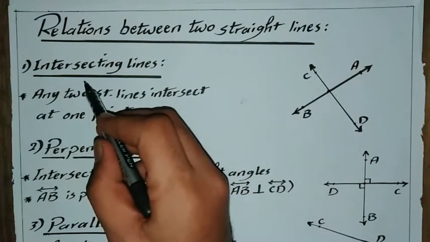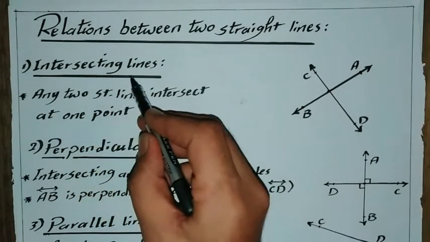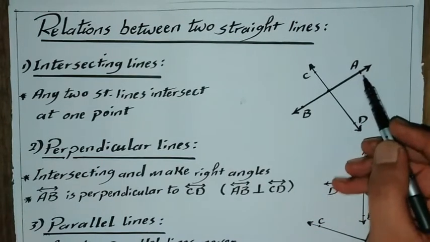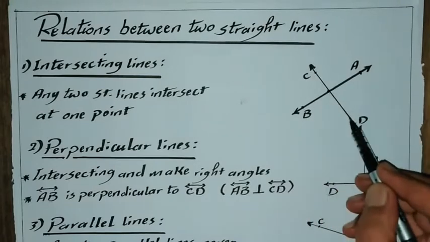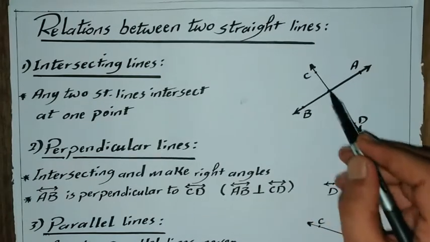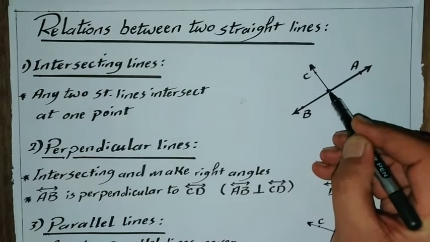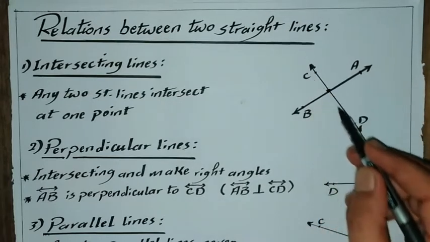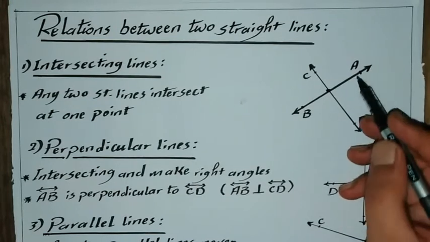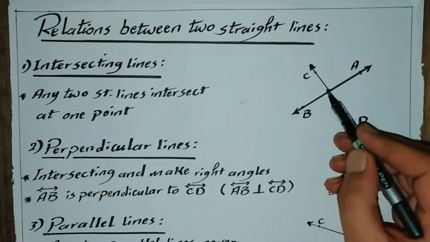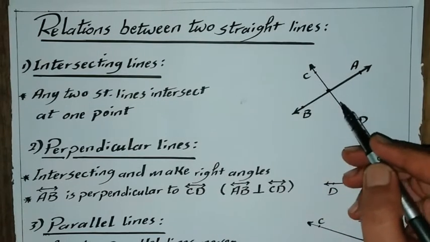The first relation is intersecting lines. If we have two straight lines AB and CD, these two straight lines intersect at one point. Any two straight lines intersect means meet at one point. This relation is called intersecting.